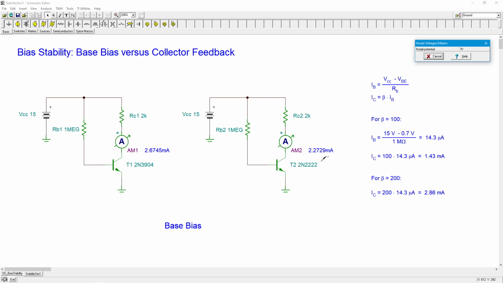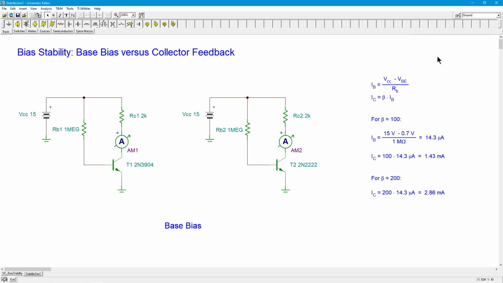Now, I'm not looking at it here, but different collector currents are going to mean different drops across the collector resistors, which will mean different collector emitter voltages, right? These things just sort of multiply these changes, right? So this is step one. We can see that as the beta changes, the collector currents change, right? These two circuits are otherwise identical.